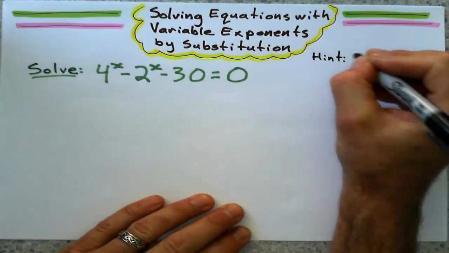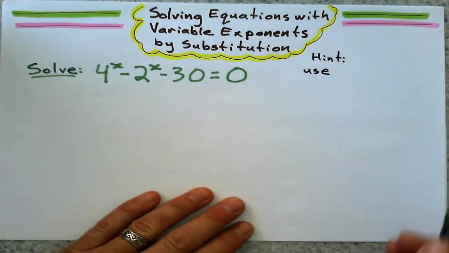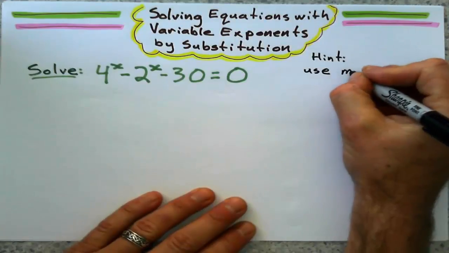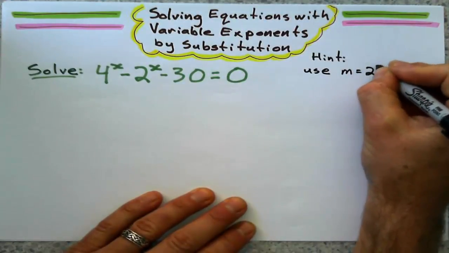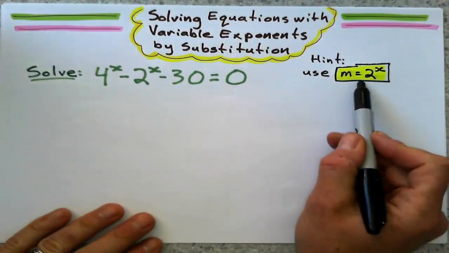And I'll write the hint down here. And they'll say something like, and if they don't give you a hint, well, you can remember this one. They'll say, use m to represent 2 to the power of x. All right, so where does that help me out?